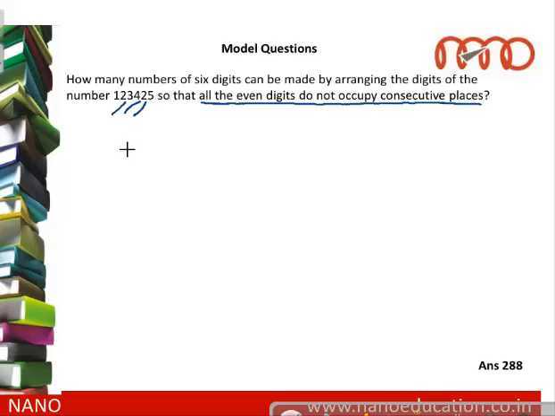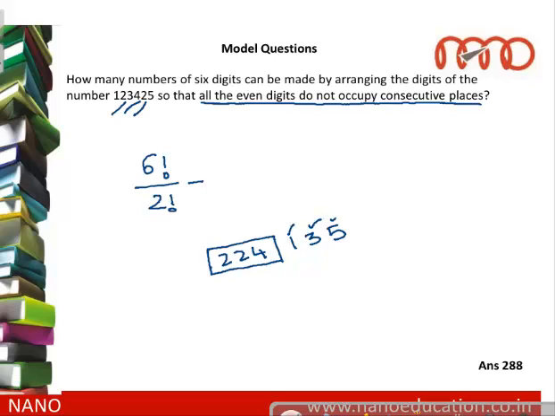So for this question, find the total number of permutations. Total number of permutations of 6 digits is 6 factorial by 2 factorial, since 2's are identical, minus the cases in which all even digits are together. How many cases will be there where all even digits are together? Put all even digits together, 2, 2, 4, and the odd digits are 1, 3, 5. Now 3 digits and 1 packet. I have 4 things to permute among themselves.